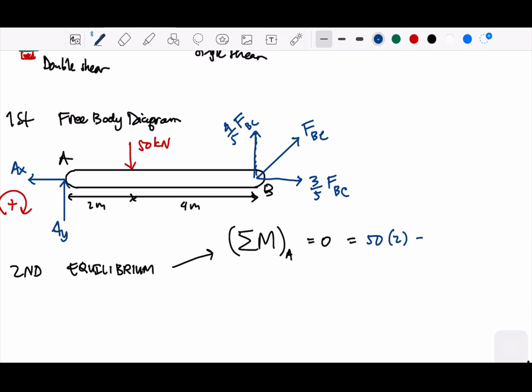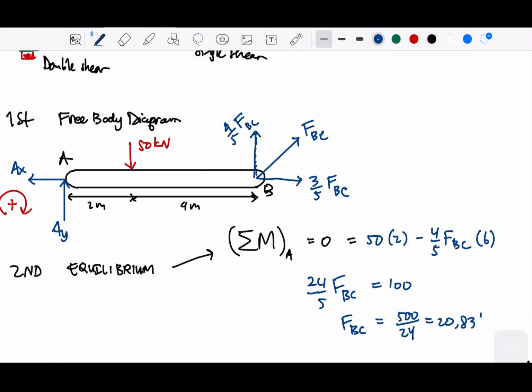And then minus FBC. So FBC 405 is equal 100. So FBC, if you calculate using your calculator, oh, multiply by 6, sorry, I forgot the distance. So this is 24, right? Okay, and then FBC is 500 divided by 24. This is around, I already calculated before, 20.83 kilonewton. Okay. So you get FBC.